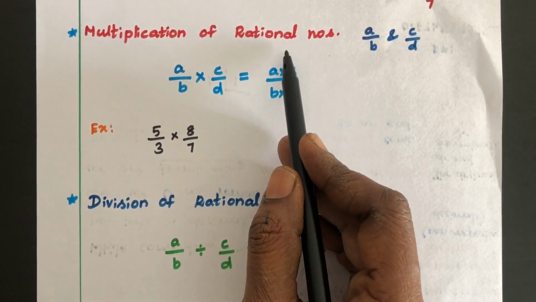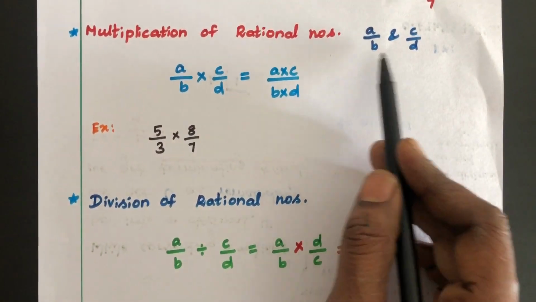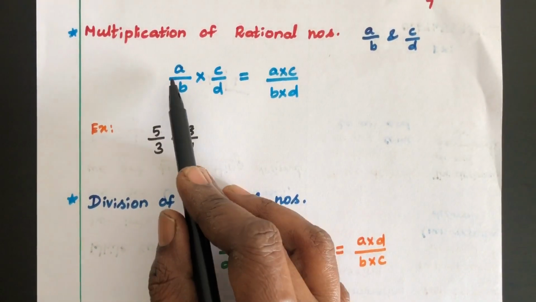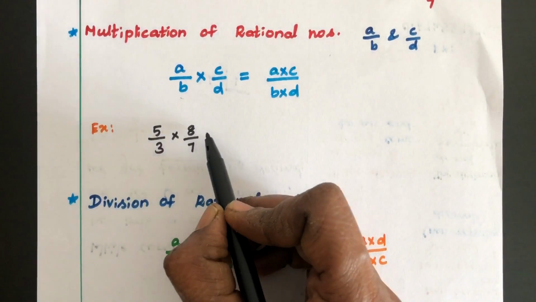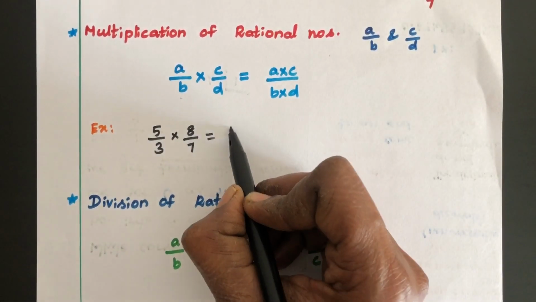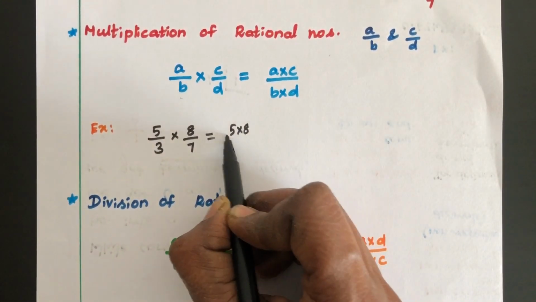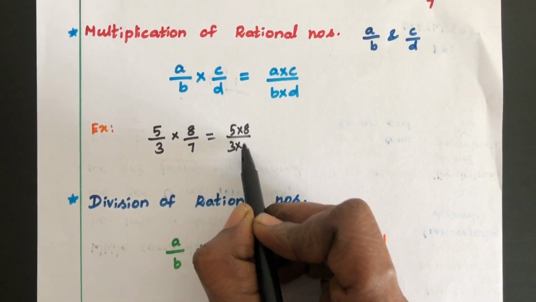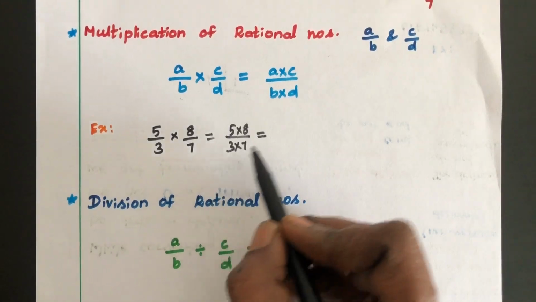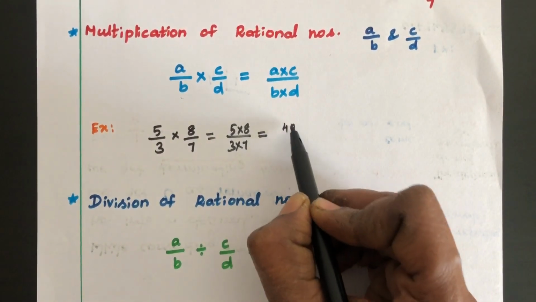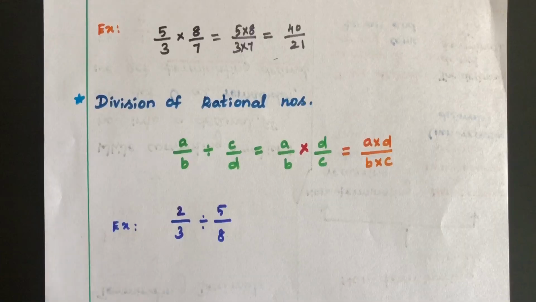Multiplication of rational numbers. See, if we have rational numbers a by b and c by d, how to multiply? Just multiply the numerators, divided by multiplying the denominators. That's all. Here also, 5 into 8, just multiply 5 into 8, 3 into 7 in the denominator. Whatever numbers we need to multiply, wherever it is. That's all. 8 5s are 40 divided by 21.